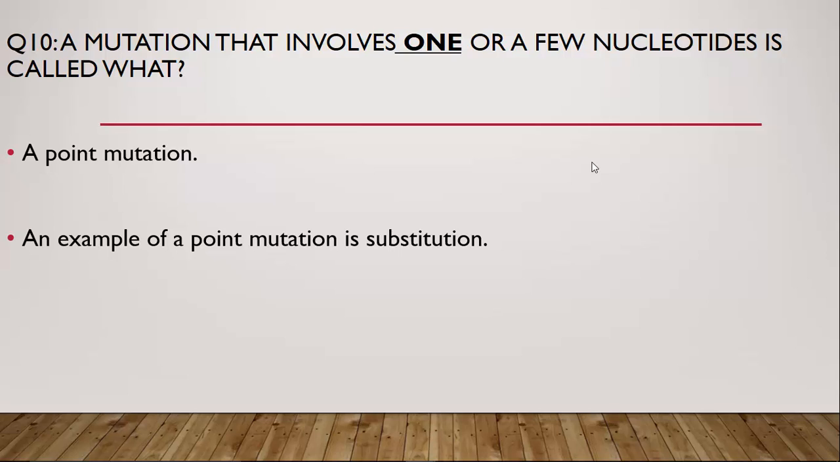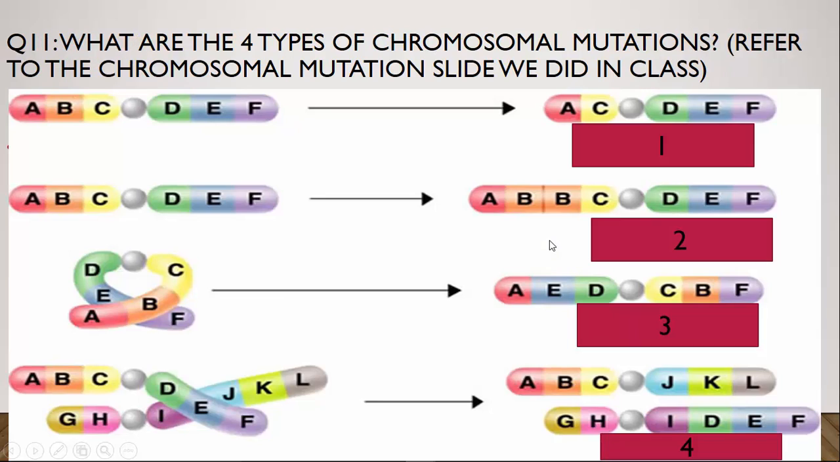So we're not adding letters or deleting letters. We're just making a substitution. Number 11, what are the four types of chromosomal mutations? So this is what we looked at in class.